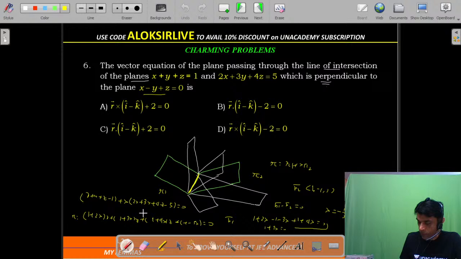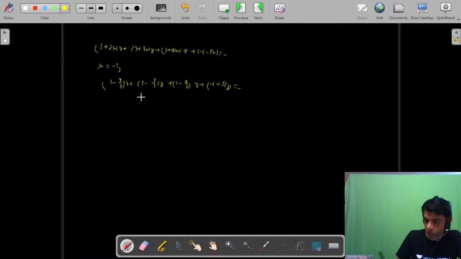So negative 1 over 3, so I can write 1 minus 2 over 3. I will write coefficient of x only, 1 minus 2 over 3 x plus 1 minus 3 over 3 y plus 1 minus 4 over 3 z plus minus 1 plus 5 over 3 equal to 0. So I will get x times 1 over 3, and y times 0, and this is 3 minus 4, so this is minus z, and this is 3 minus 5 by 3, so this is plus 2 equals 0.